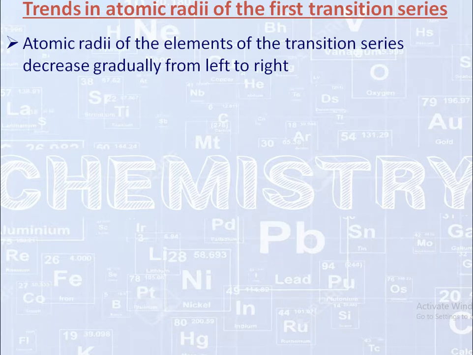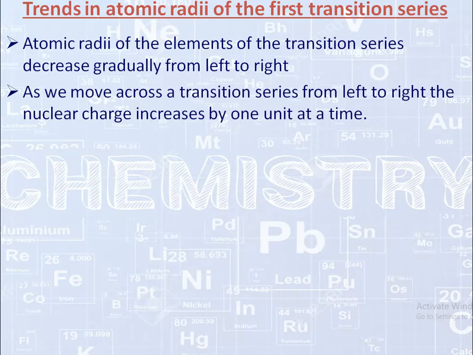As we move across the period, there is an addition of one electron at a time. So effective nuclear charge goes on increasing. As we move across the transition series from left to right, the nuclear charge increases by 1 unit at a time.